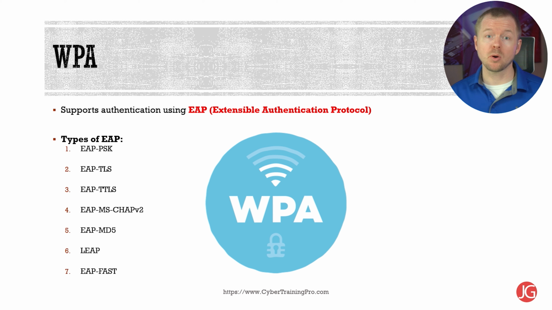WPA is able to support authentication by using EAP, or Extensible Authentication Protocol. EAP was developed to create a single standard to allow two devices to authenticate with each other. EAP is not a traditional type of protocol, and it acts more like a wrapper for PPP, or the Point-to-Point Protocol, to support many different types of authentication. There's 7 common types that you need to know about.